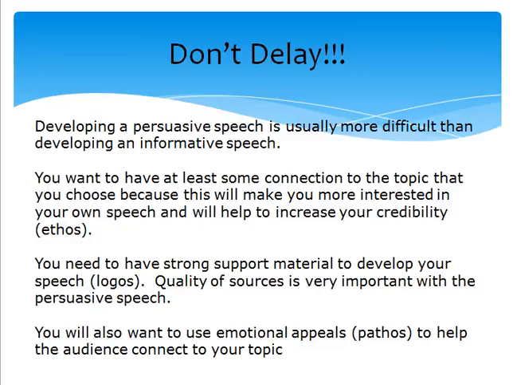Again, you want to have some connection to your topic. This is going to increase your credibility, which is ethos. You need to have strong support material to develop your speech, which is logos. So your quality of sources is going to be very important with the persuasive speech. You're also going to want to use some emotional appeals, and this is pathos, and this helps your audience connect to your topic. One of the most effective ways to do this is by using stories or narratives to kind of paint a picture in our mind.